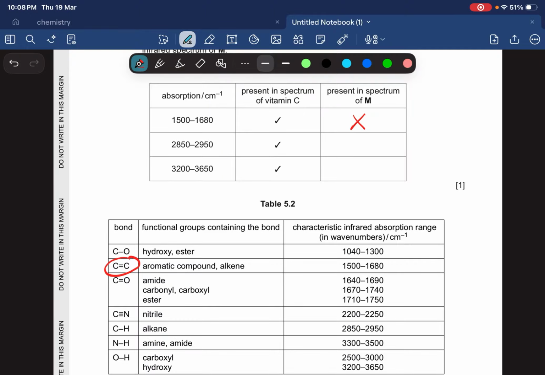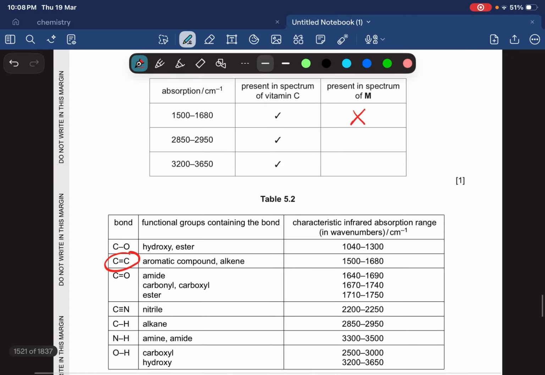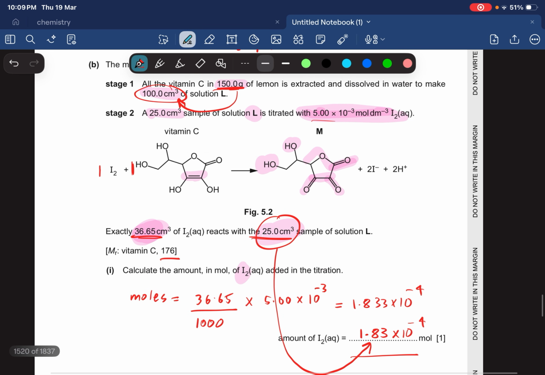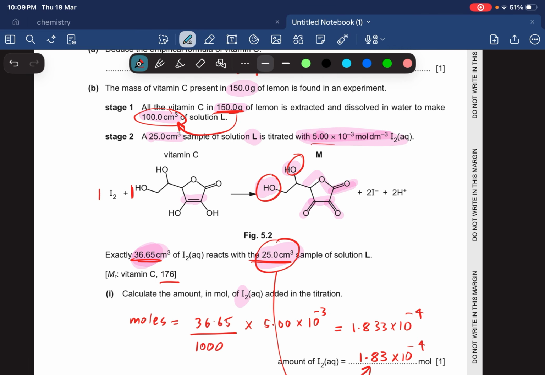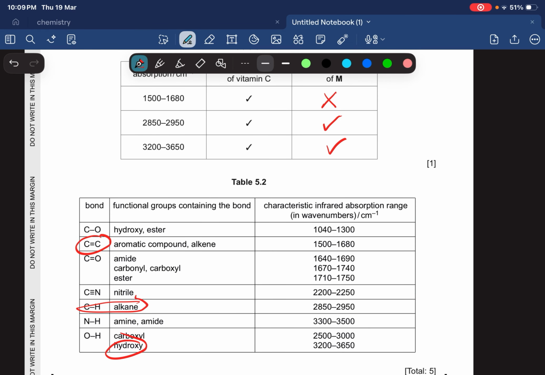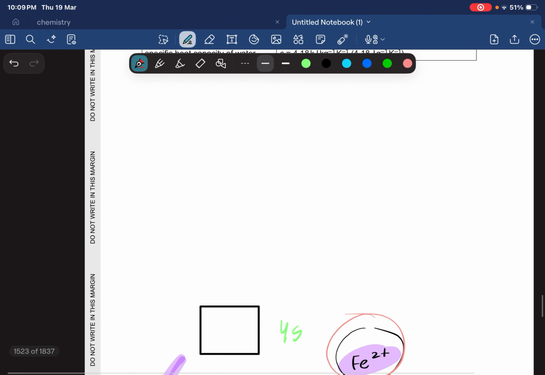अगला वो कह रहे हैं M में 2850 से 2950, एल्केन होगी. एल्केन तो ऑब्वियसली होगी, वो तो हर ऑर्गेनिक कॉम्पाउंड में होगी, CH वाला बॉन्ड. अगला वो कह रहे हैं 3200 से 3650 पे हाइड्रोक्सिल होगी. हाँ, M में हाइड्रोक्सिल होगी, बिकॉज देखें उसके OH अभी भी इंटैक्ट हैं, सो हाइड्रोक्सिल होगी. तो आसान था, ख़त्म पेपर.